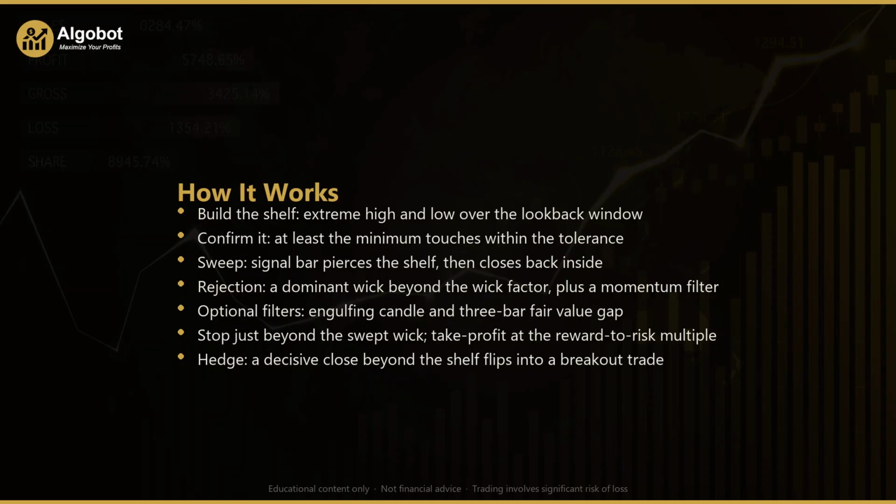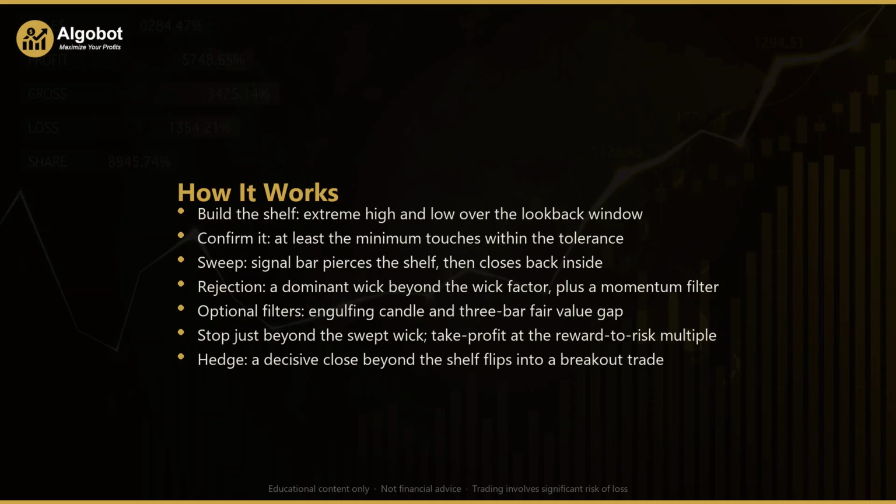The long setup is the exact mirror at the support shelf, a wick below support, then a close back above it. There's also a momentum filter. The signal bar's range must be larger than the recent average range, so only decisive, energetic rejections qualify. 2 optional filters can be switched on as well, a requirement for an engulfing candle and a requirement for a 3-bar fair value gap, which is a sign of displacement. By default, these extras are off.